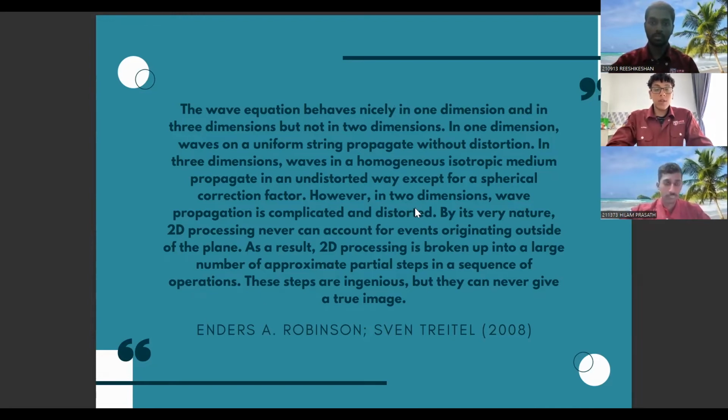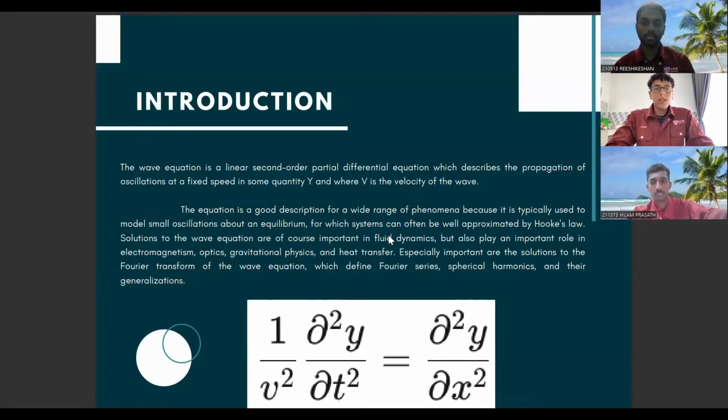As a result, by its very nature, 2D processing can never account for events originating outside of the plane. As a result, 2D processing is broken up into a large number of approximate partial steps in a sequence of operations. These steps are ingenious, but they can never give a true image. Next slide. So we start.